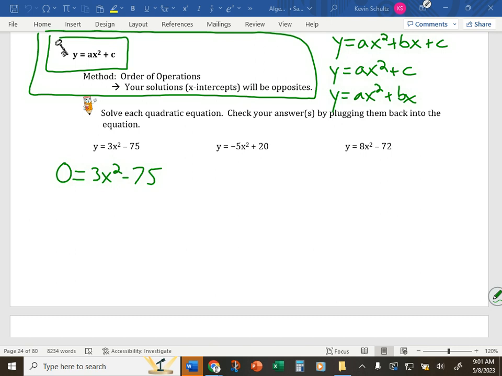Add 75 to both sides. That's going to cancel the 75 out on the right, and it's going to give us the equation 75 equals 3x squared. What do we do next? Using the opposite operations method, solving for x. Divide each of them by 3. And that gives us 25 equals x squared because those 3's cancel out.